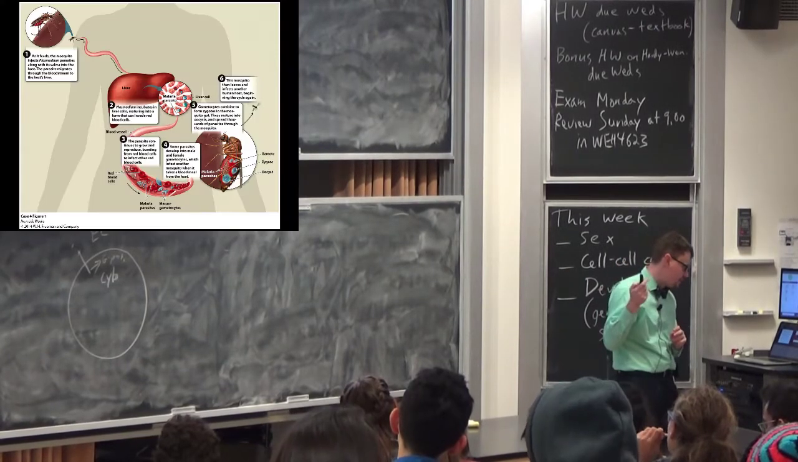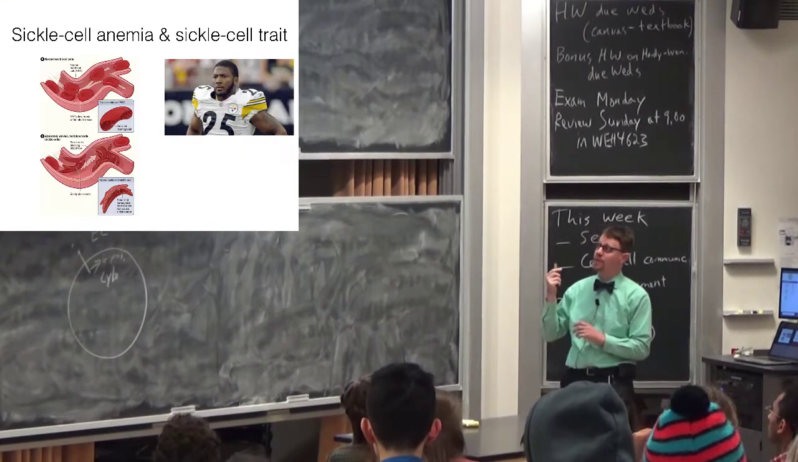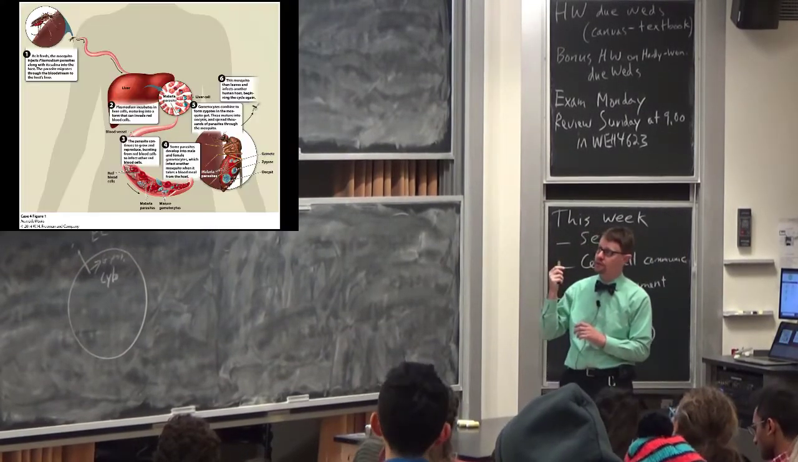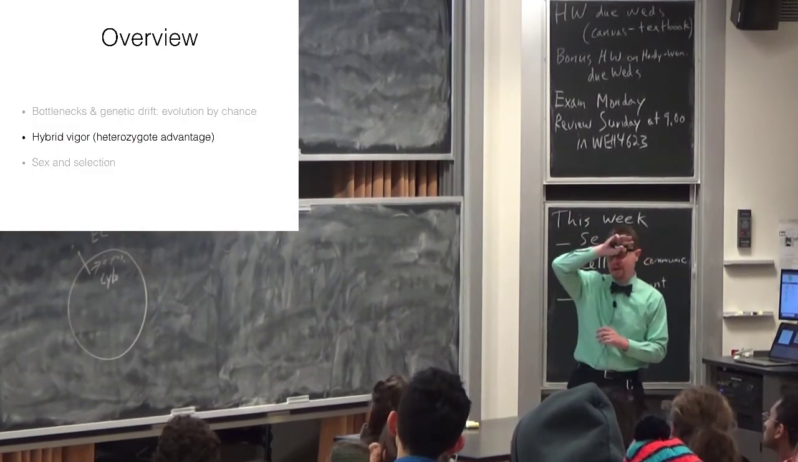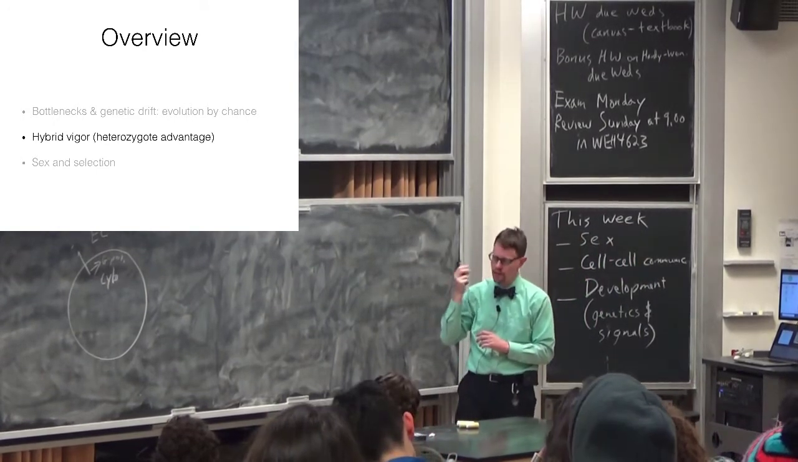Actually, just remember that we didn't fully finish even talking about this, so I'll come back and talk about that a little bit more, and then we'll talk about sex and sexual selection. Back up here, sorry, to hybrid vigor, first of all, this idea of heterozygote advantage.